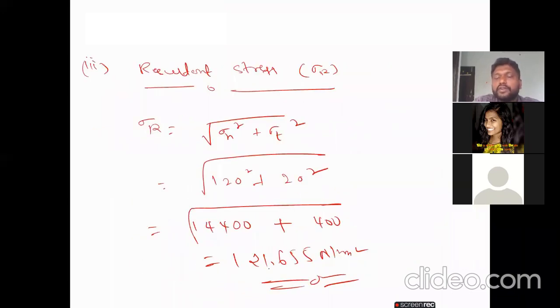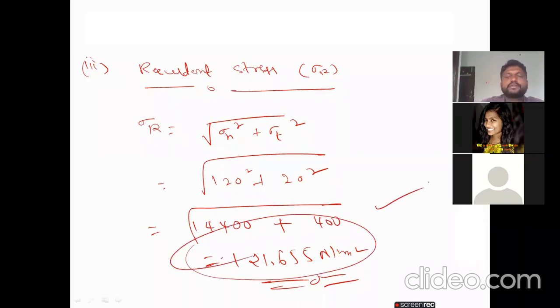After that we have to calculate the resultant stress, that is sigma r. The formula for sigma r is equal to the square root of sigma n square plus sigma t square. Now sigma n and sigma t are both calculated, so please substitute into this. Finally we get the resultant stress. This is the easiest way, and we can solve the problem in the examination within 5 to 10 minutes, and you will get good marks.